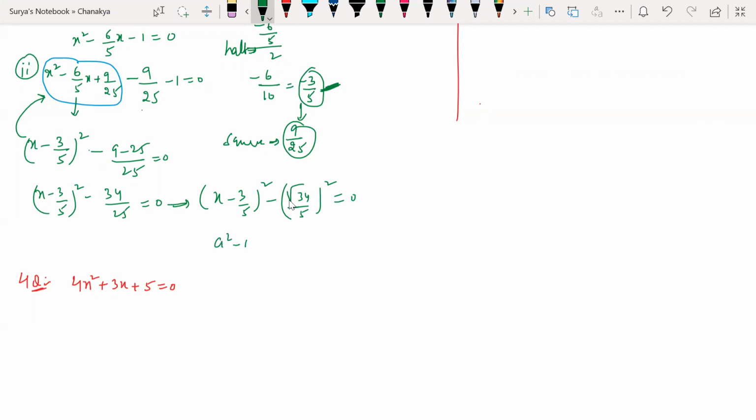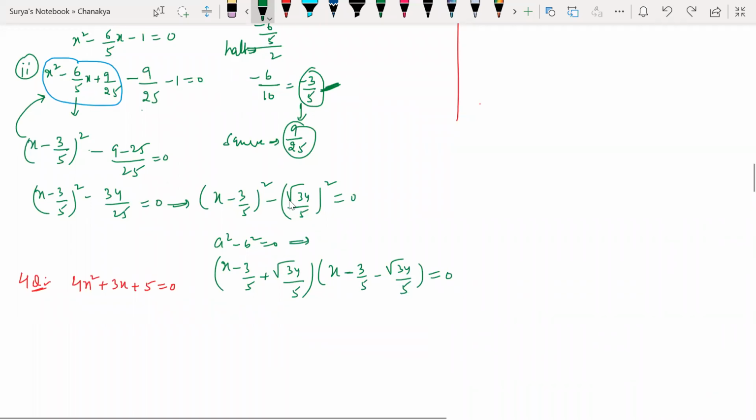Again same story, a square minus b square is equal to 0. So (a plus b) into (a minus b) is equal to 0. Yes, sir. a plus b into a minus b is equal to 0. So this is how I get it. If you simplify this, that is your answer. x is equal to 3/5 minus root 34 by 5.